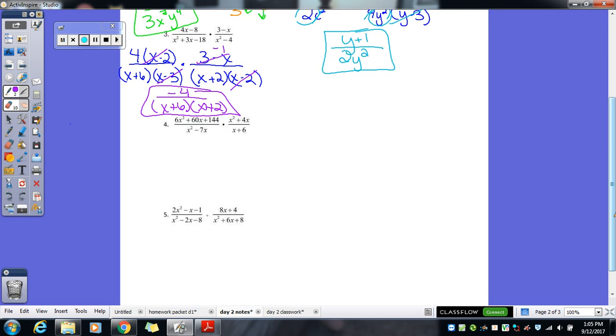Alright, let's take a look at the fourth one. 6x squared plus 60x plus 144. Just looking at those big numbers, first thing that comes to my head is I think there's going to be a GCF there. 6. So we got to pull out our GCF of 6 first. So that gives me x squared plus 10x plus 24.